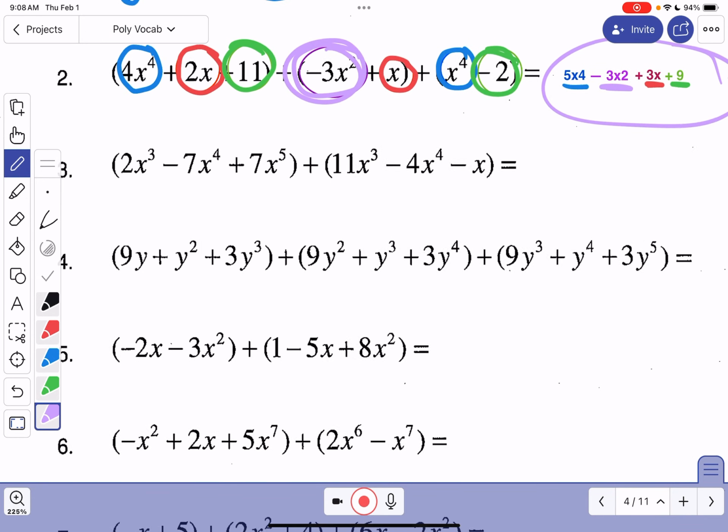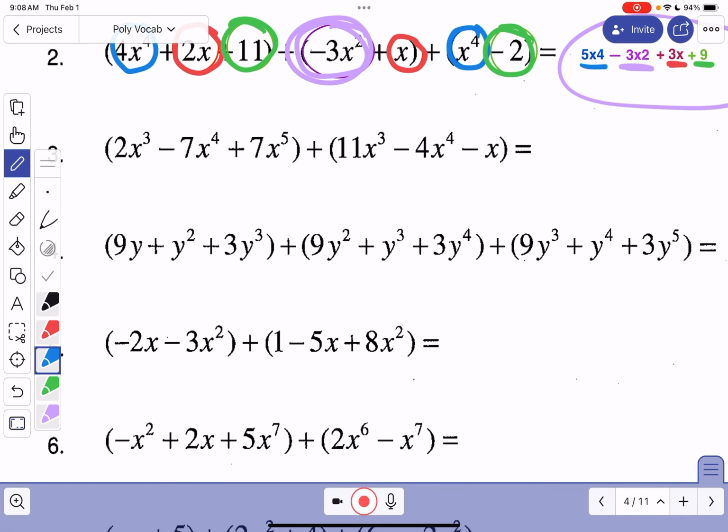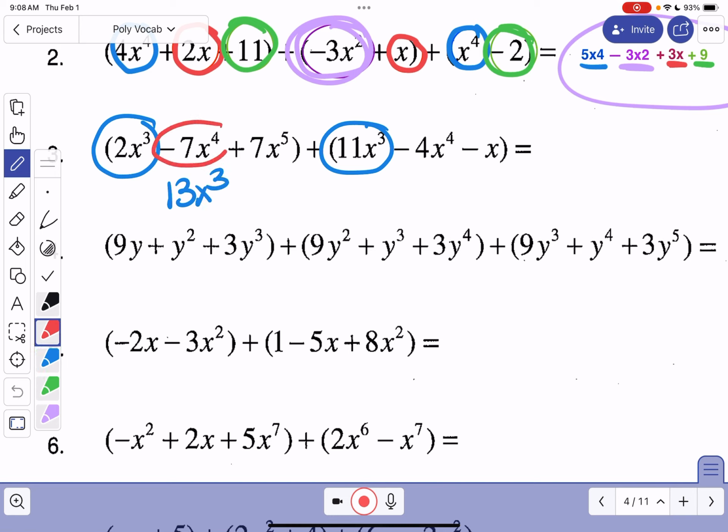So I'm going to do one that doesn't have circles yet, and then I'll leave you to it. So right here, we have an x cubed and an x cubed. 2 plus 11 is 13. Then we'll do x to the 4th, x to the 4th. Negative 7 plus negative 4 is negative 11. Then we have x to the 5th.